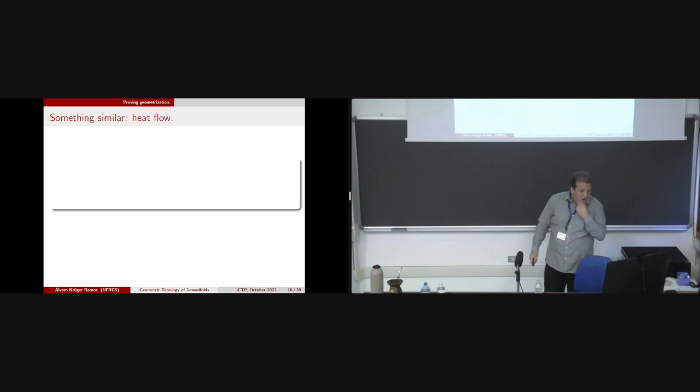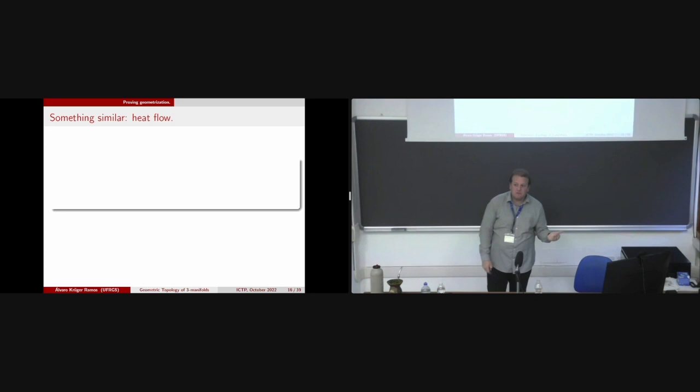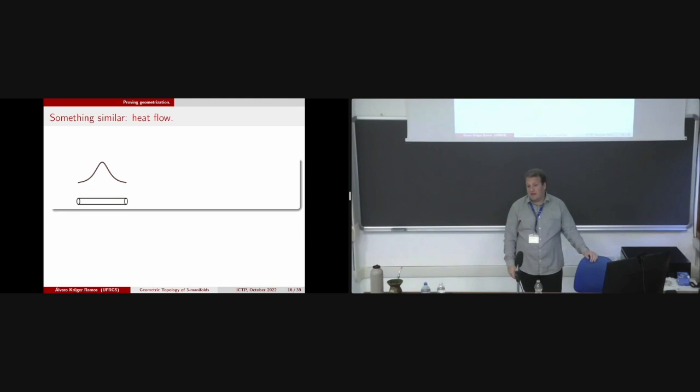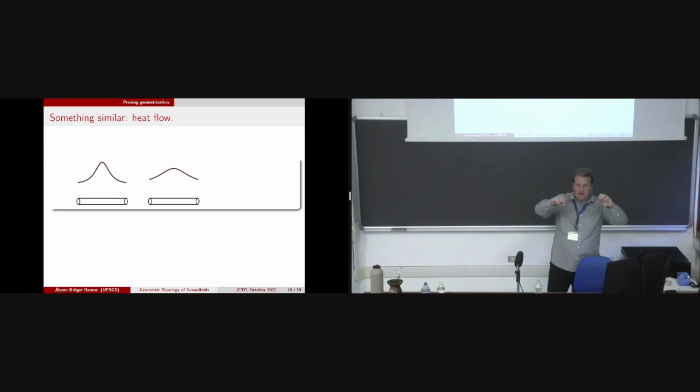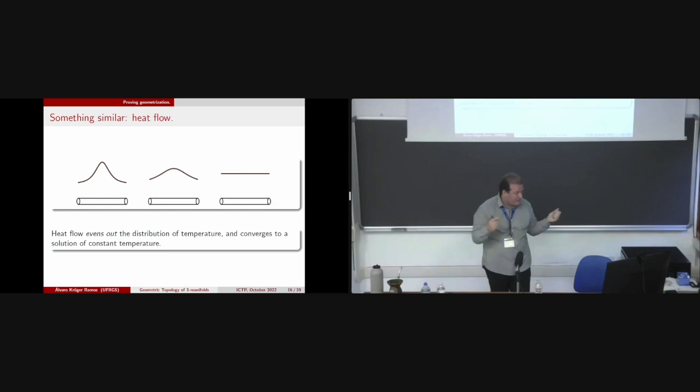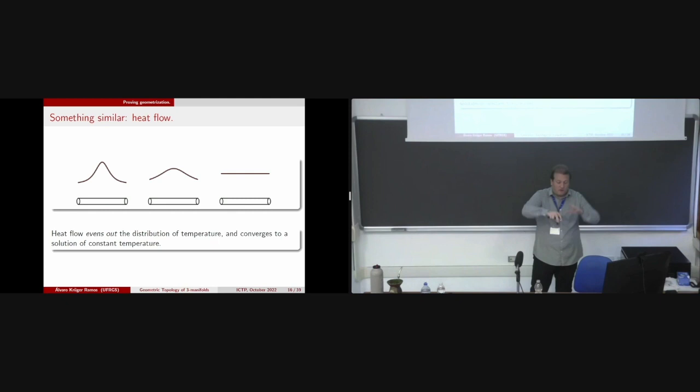Okay, something similar, maybe I should have gone through this first, the heat flow. If you have a metal bar, or any material, any surface, any object, and you have a distribution of temperature, of heat, and you don't have any other source of heat, it will eventually bring heat from the hot spots to the cold spots and even out. So this is the heat flow, and the heat flow evens out the distribution of temperature and converges to a solution of constant temperature.